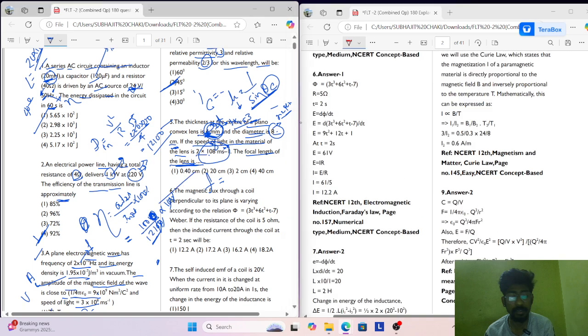The magnetic flux through a coil perpendicular to its plane varies according to the relation phi equals this. If the resistance of the coil is 5 ohm, then the induced current in the coil at t equals 2 seconds, you have to calculate. I.